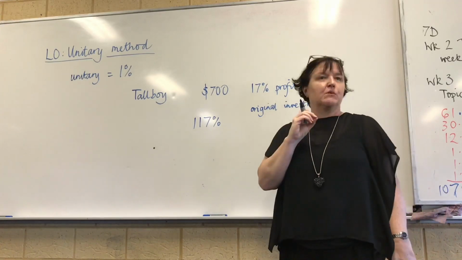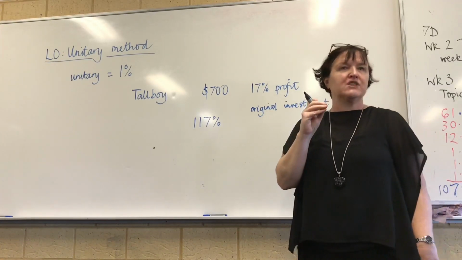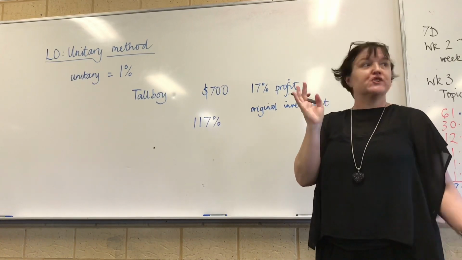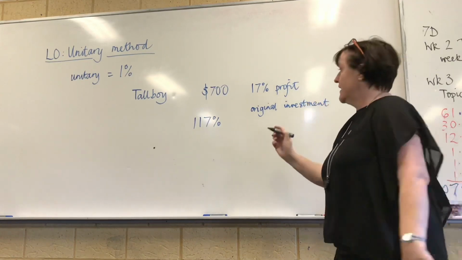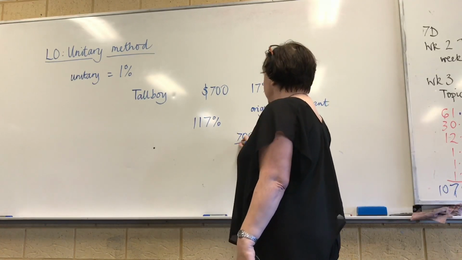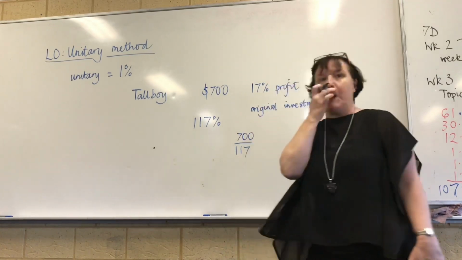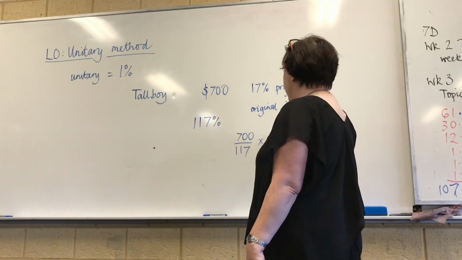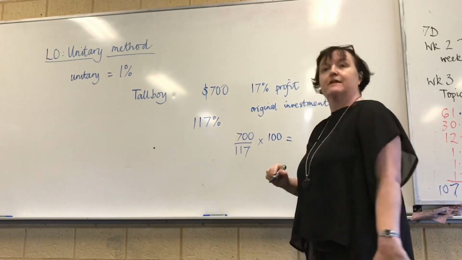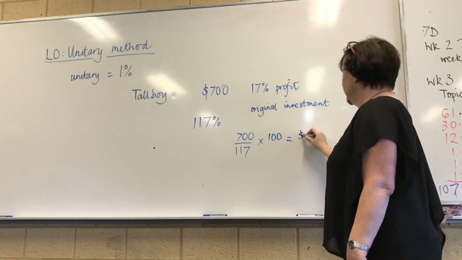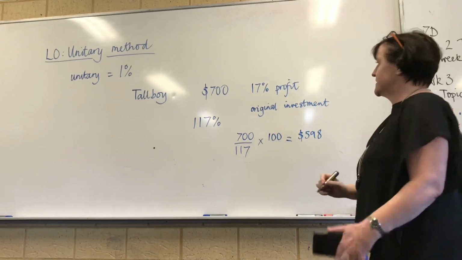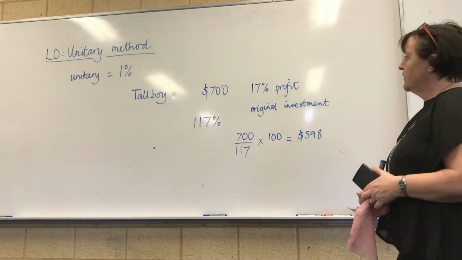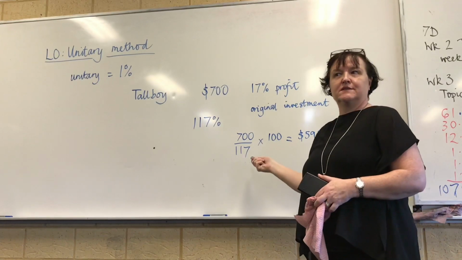So how am I going to find out what the original price was? What will my calculation be? It doesn't matter just because it's above 100. Lachlan? Yes, so you'd do 700 divided by 117, and what would that give you? 5.98, that's 1%, and then you would multiply that by 100. $598. So that is the original price.